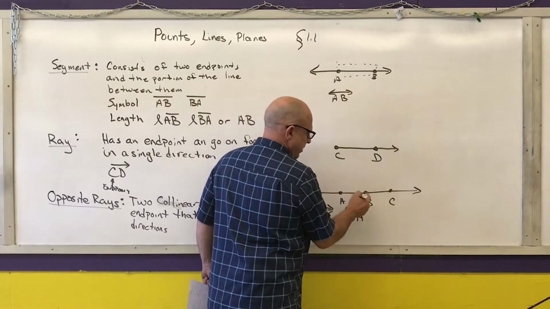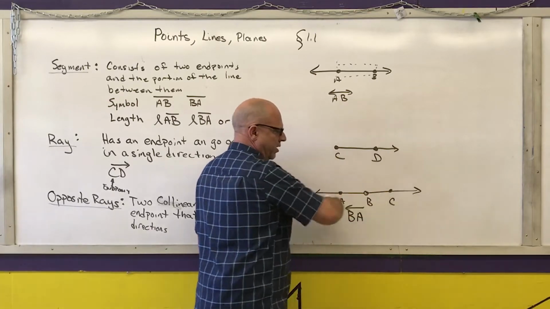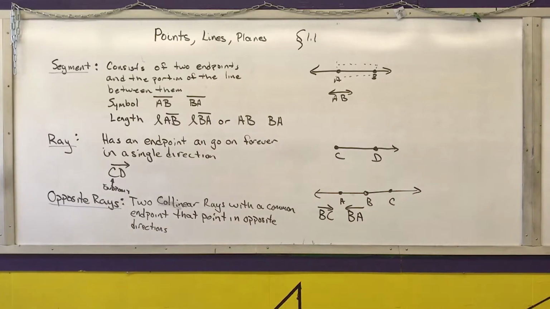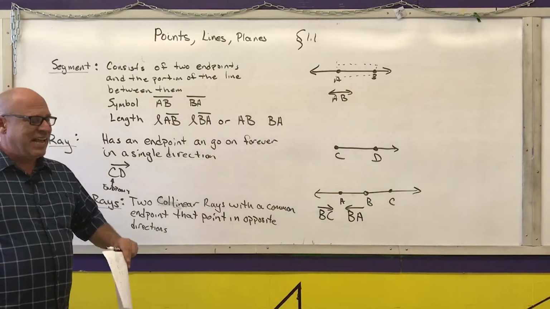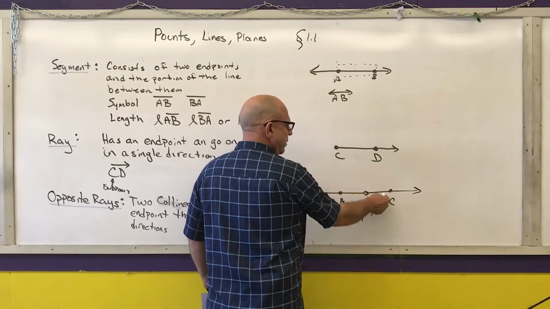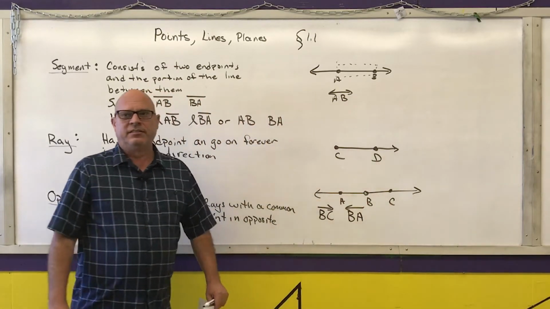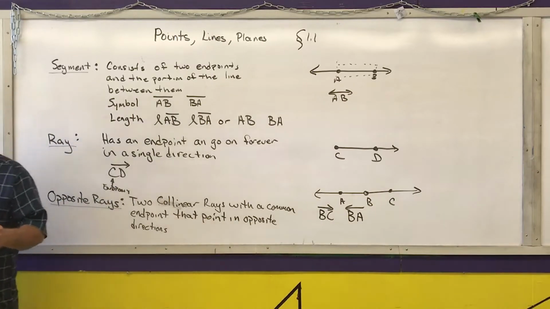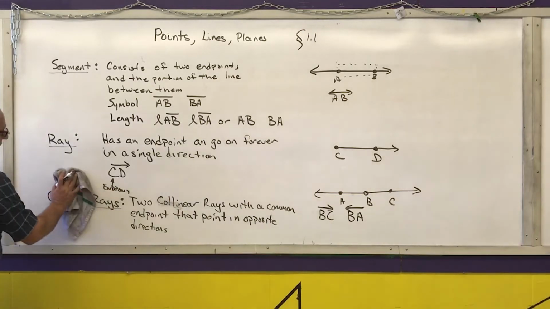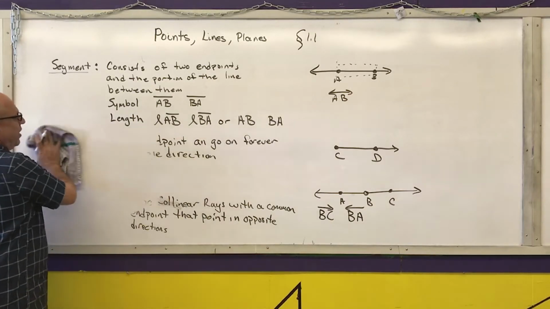They are collinear. They have a common endpoint, and they point in opposite directions. Okay? And the way you know you're going to be able to have opposite rays is any time that common endpoint is between the two other points in a segment that are there. Okay? So that's our basic definitions for this section.